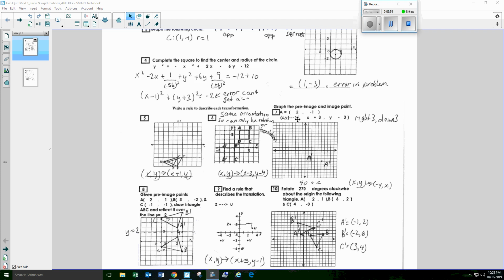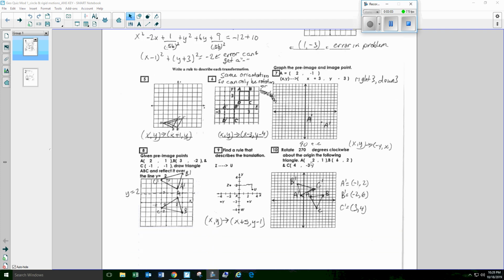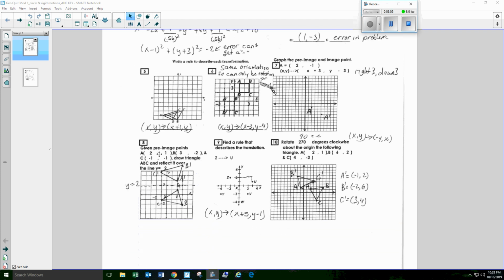Number 7, graph the preimage and the image point. So we graph the preimage point 2, -1, and it says to go right 3, down 3. Right 3, down 3. Count. Right 3, down 3. A prime. Very simple.